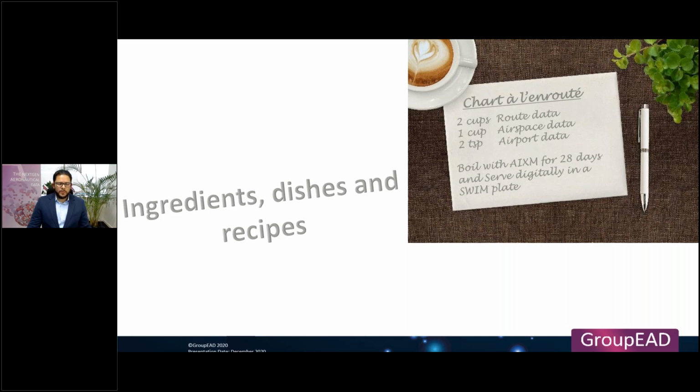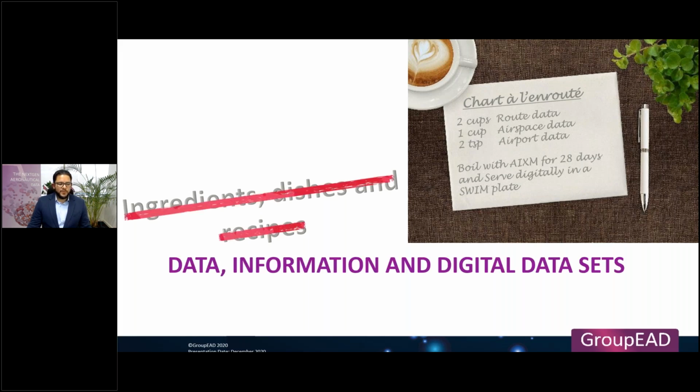But what we really want to talk about today is actually data and information in digital data sets. We already defined that data is our main ingredient, and we will see that our prepared dishes are nothing else than the combination of this data, and also what these digital data sets are. That's the whole idea in this first section.